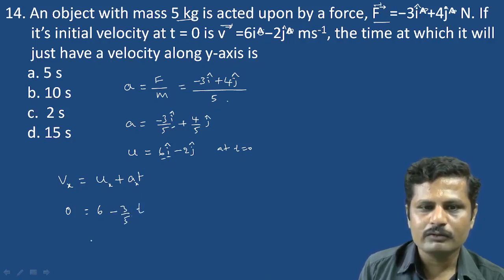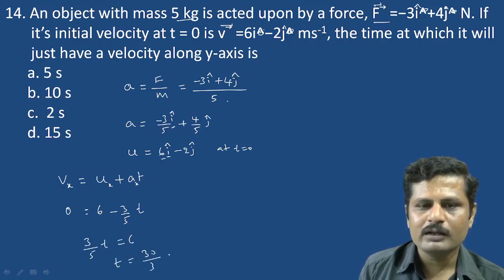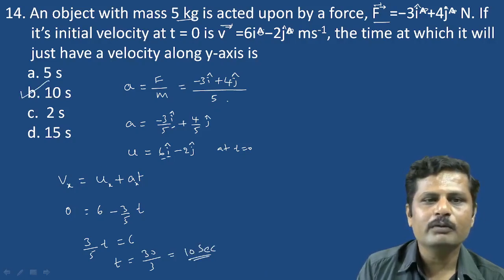So therefore, 3/5 t is equal to 6. So t is equal to 6 times 5, which is 30, divided by 3. So therefore t equals 10 seconds. So option B would be the correct answer.